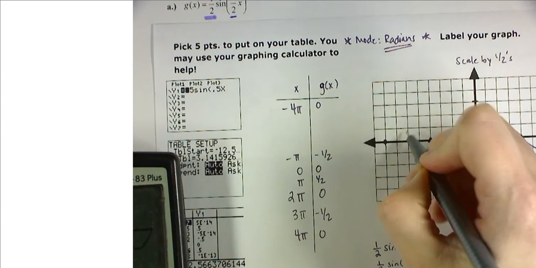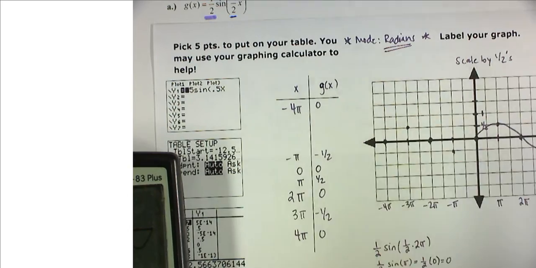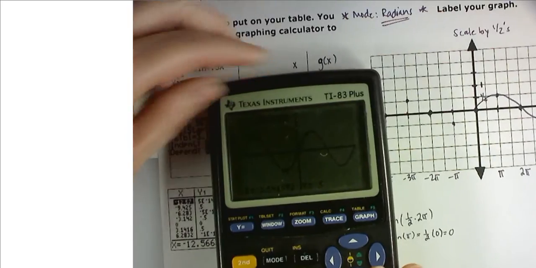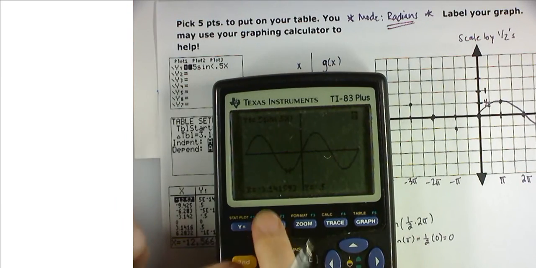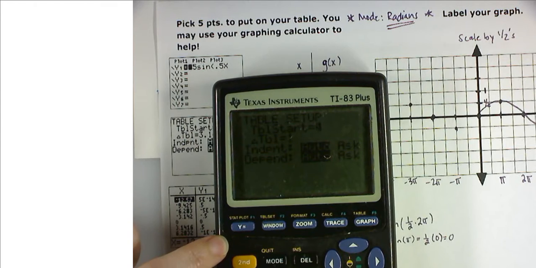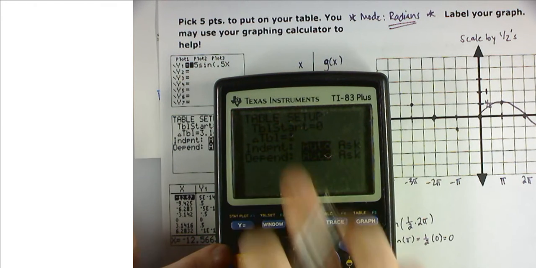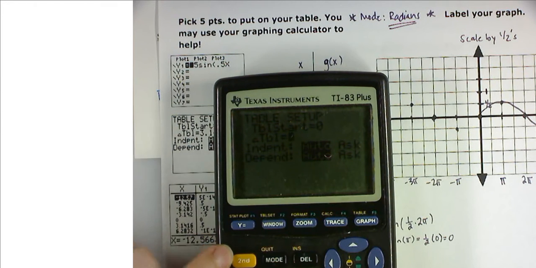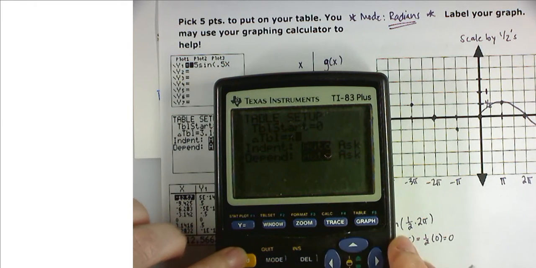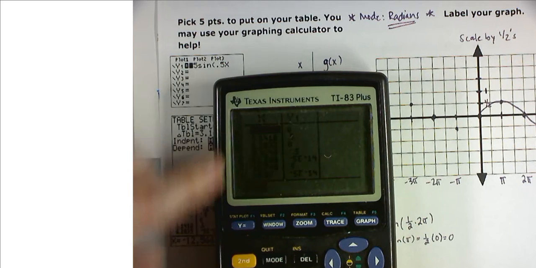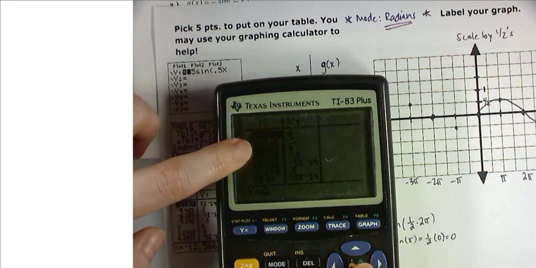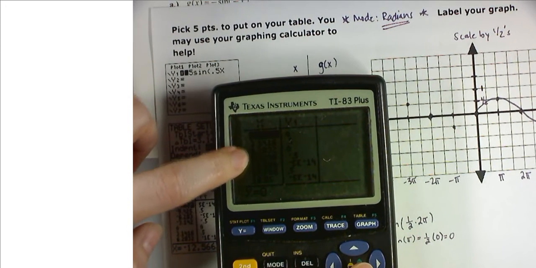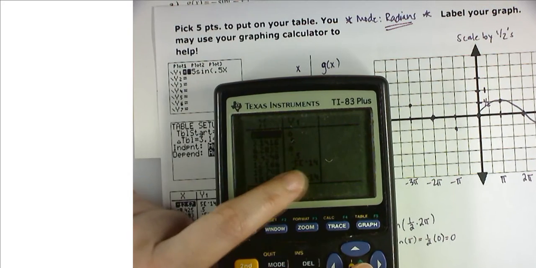You can start at 0, and then the change in the table, you're going to want to adjust that to be pi. Okay, so then you could go to second table, and now it's going to give you all of these. 0, pi, this would be 2 pi, 3 pi. Just be careful when you see this -5 e to the -14th, that rounds to 0, because that means you have 14 zeros in front of it.